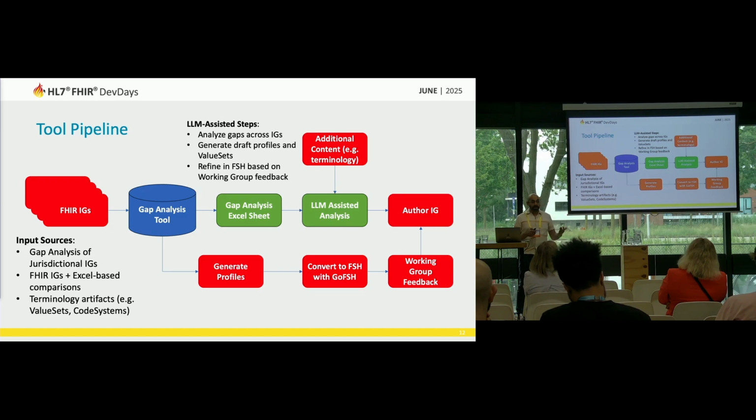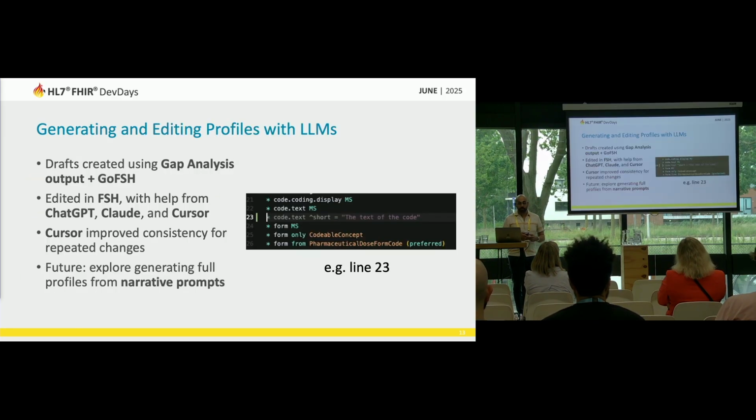And then, again, revisiting our tooling pipeline, this allowed us to generate new profiles. We converted them from the gap analysis tool, actually, to FHIR. So we actually used the input in the gap analysis tool to generate an initial set of JSON objects, structure definitions, convert those to FHIR, and then edit them based on the working group feedback. So I'll show you some examples of the kinds of things that we did. So we drafted our FHIR profiles in FHIR, and then using Cursor, we were able to very quickly make edits to those profiles.